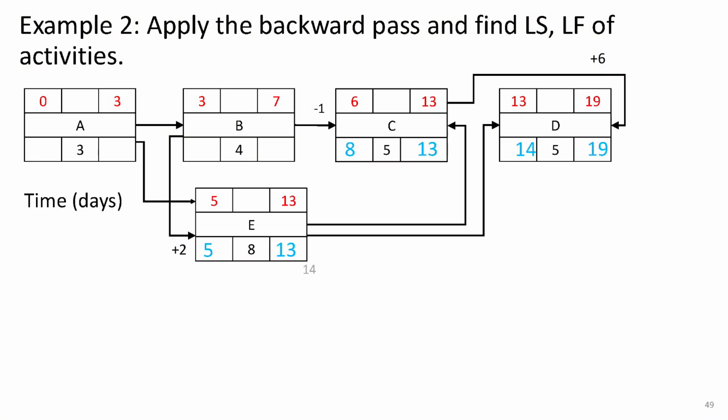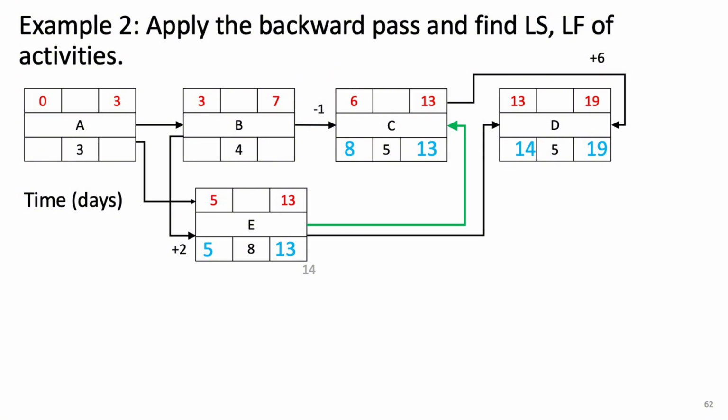Now that we have the late finish of C, we can go back and calculate activity E. The late finish of E is determined by both the late start of D and the late finish of C. That means E's late finish could be either 14 or 13. For the backward pass, we always take the smaller value, so we choose 13. It is important to identify all successors by locating all outgoing arrows. Many students make mistakes in PDM calculations because they overlook dependencies with successors.